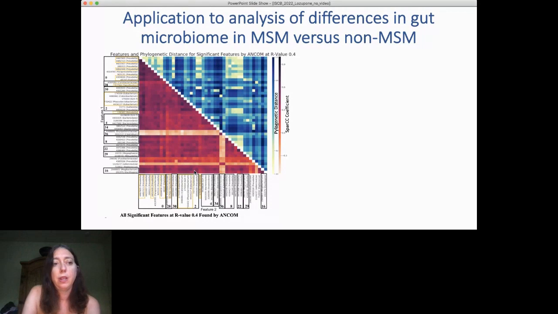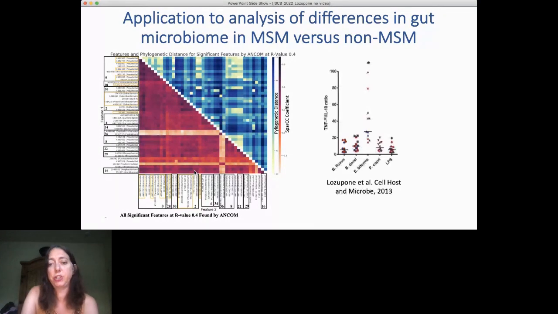As an example, module 2, which is in the middle there, had a phylogenetically diverse group of different types of bacteria. And a couple of these were ones that we had actually already tested in the lab. We had cultured some of these microbes because we had found them to differ in HIV-infected populations, and we used them to stimulate human immune cells that we extracted from blood. And we measured the ratio of a pro-inflammatory cytokine, TNF-alpha, to an anti-inflammatory cytokine, IL-10. A high ratio indicates a high pro-inflammatory potential of this microbe.